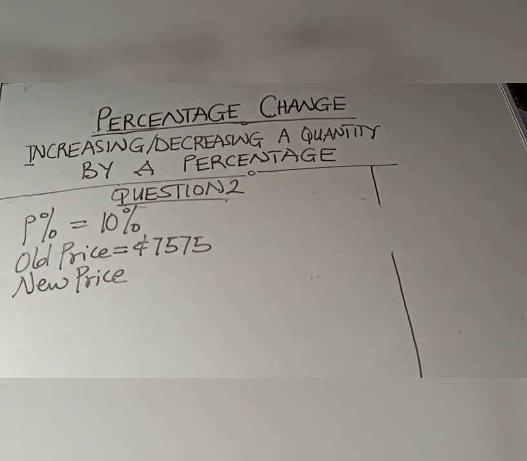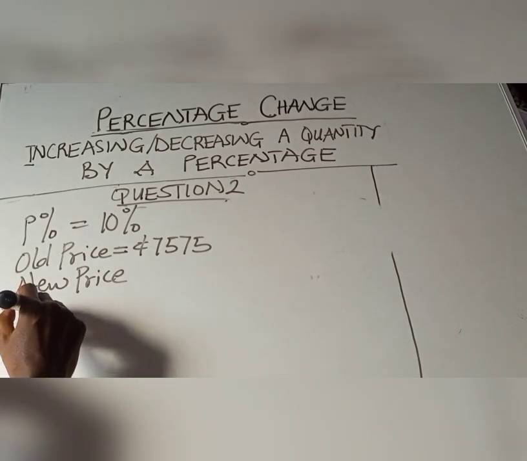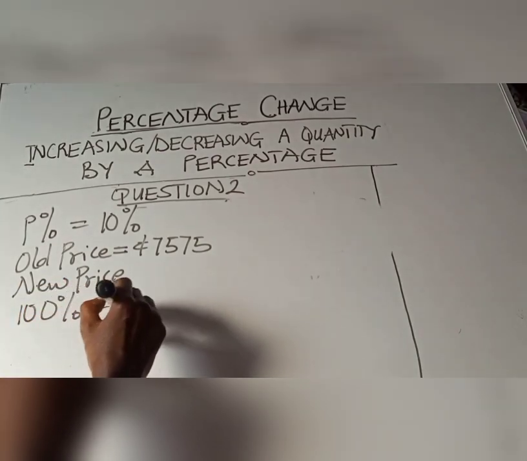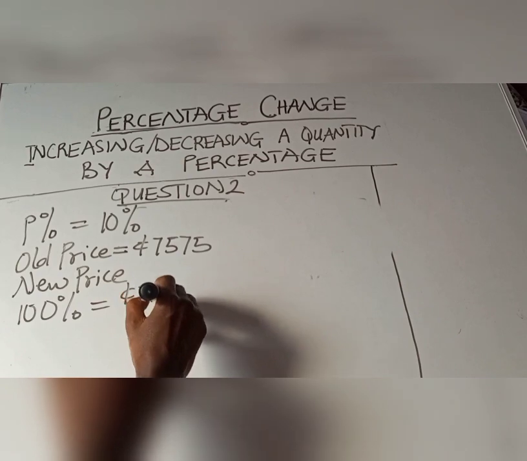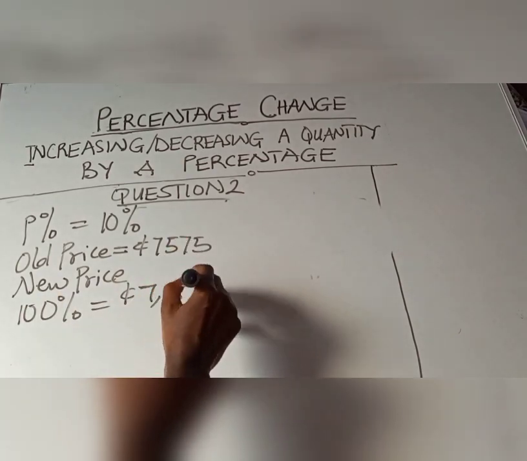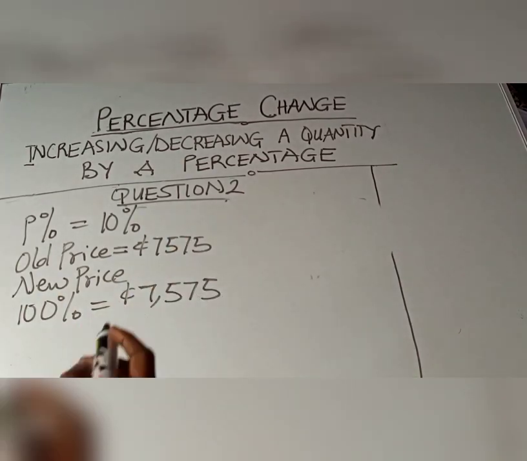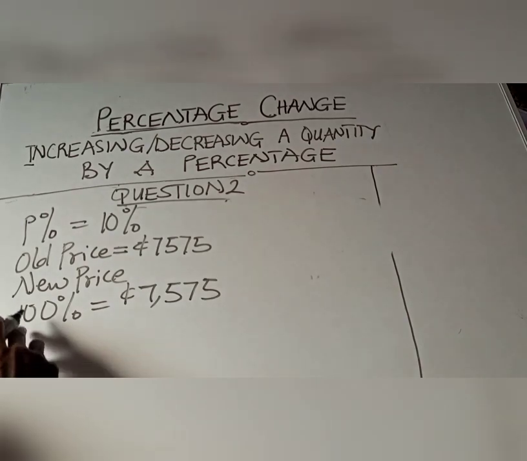So over here, we're going to use the percentages and the amounts or the quantities. We can say that the old price is automatically 100%, because that is the original price. Okay. So we say that 100% is equal to the amount, 7,575 cedis. Then that is for the old price.